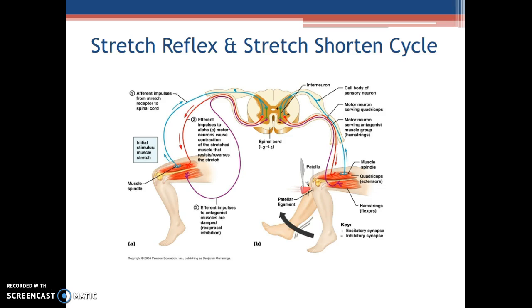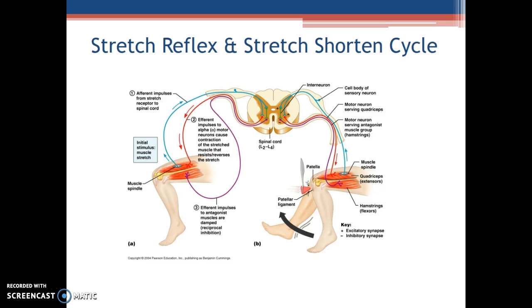As you bend your knee, as a reaction to stimuli, you will stretch your quadricep, in this case for jumping, and you stretch the muscle spindle in your quadricep. The muscle spindle sends an impulse to the spinal cord to cause a contraction in that stretched quadricep muscle that will revert the stretch.